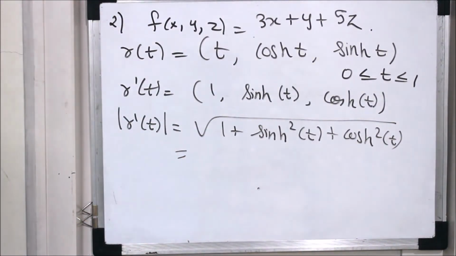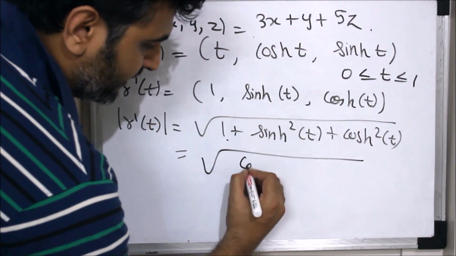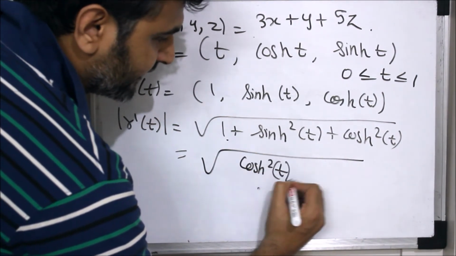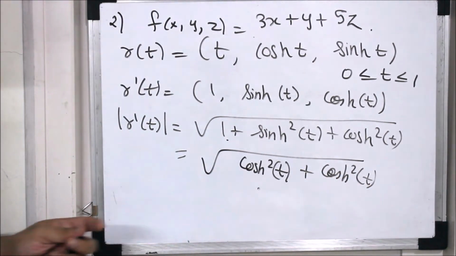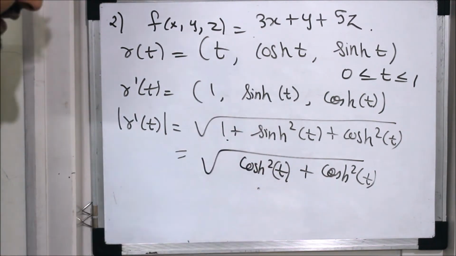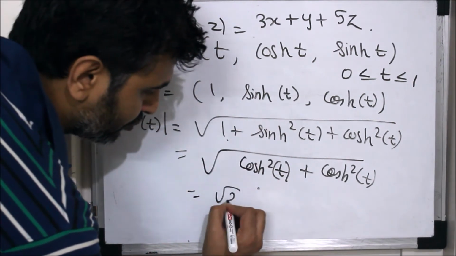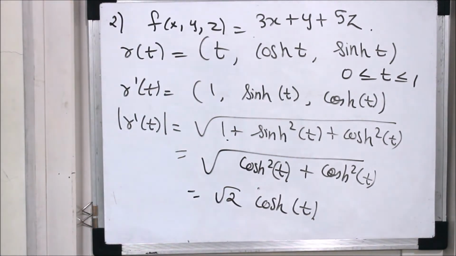For sine and cos, we know that cos square plus sine square is 1. But in hyperbolic, the relation is cos hyperbolic square minus sine hyperbolic square is 1. That means 1 plus sine hyperbolic square t is nothing but cos hyperbolic square t. And this is nothing but root 2 cos hyperbolic t. So this is my mod of r dash of t.